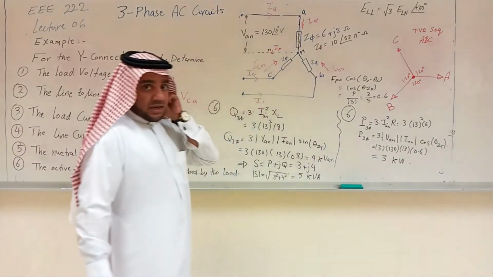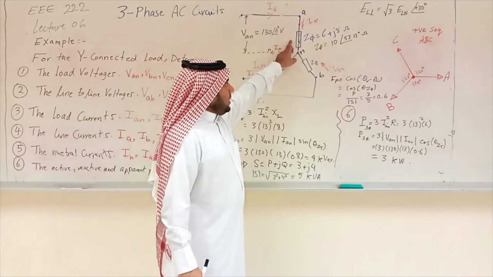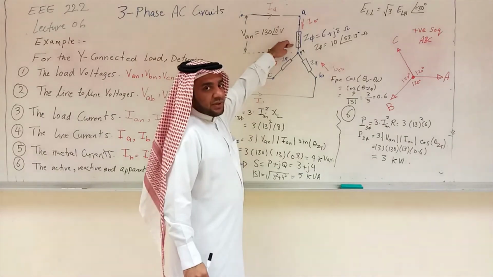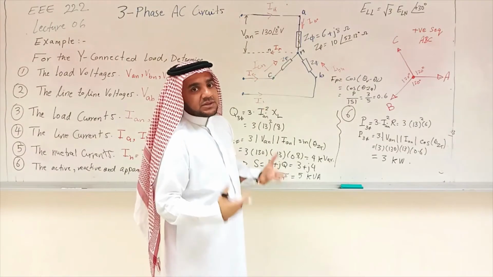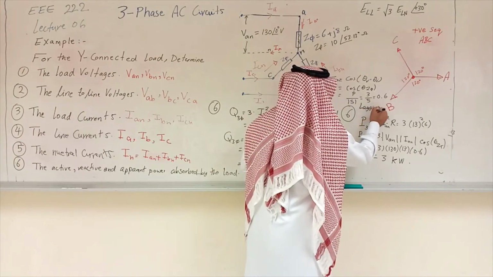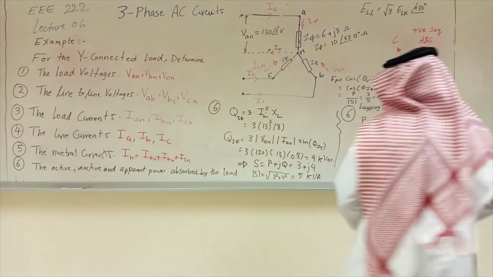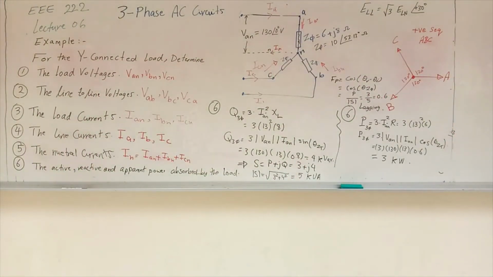Is it lagging, leading, or unity? What do you think? We take a look at the load here. That load is a resistance in series with an inductor. Inductor means lagging. So this will be lagging power factor. And with this one, we reach the end of this example. That's the Y connected load example. In the last part of this lecture, we will solve another example, but with delta connected load. See you in the next part.